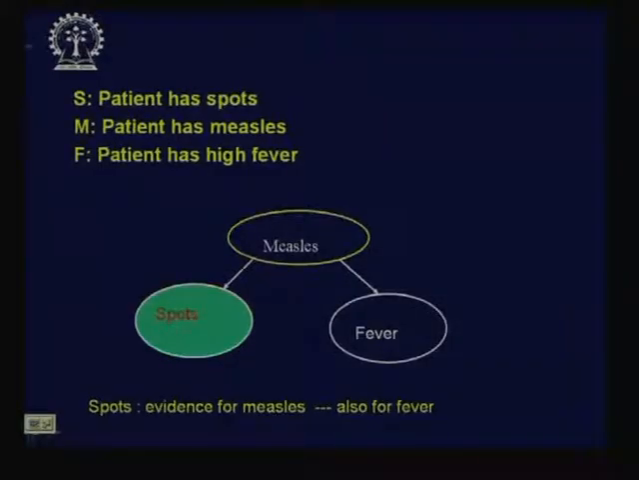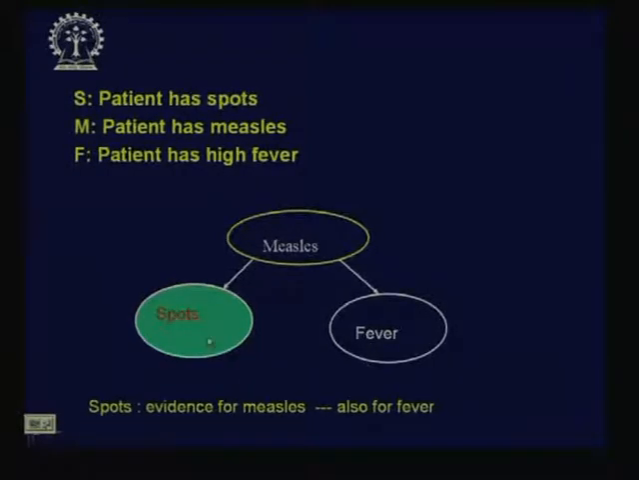Let us see, S means the patient has spots or rashes, M means the patient has measles, and F is that the patient has high fever. Now, look at this causal diagram. If the cause is measles, measles leads to spots, and measles leads to fever. Both of these are effects.